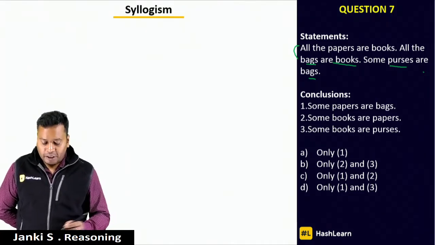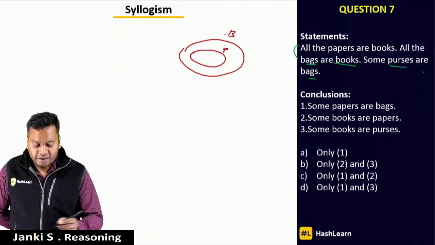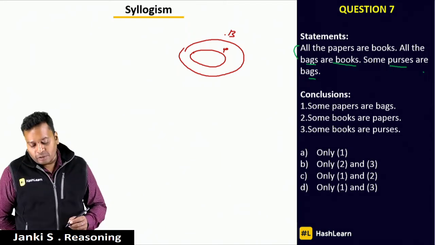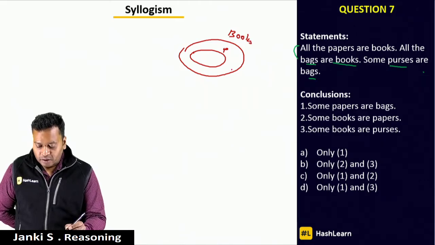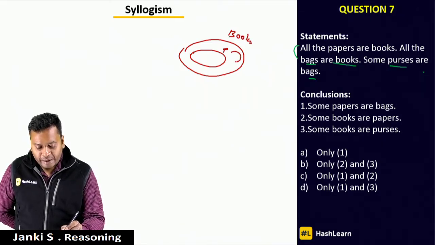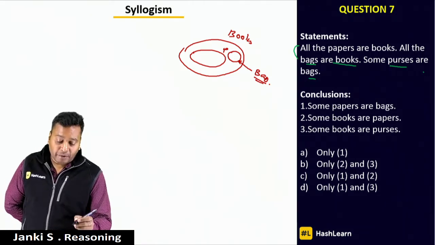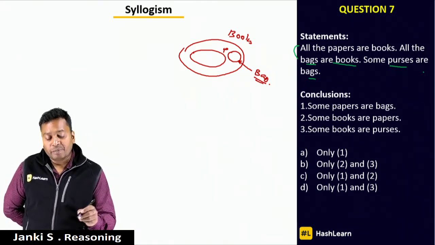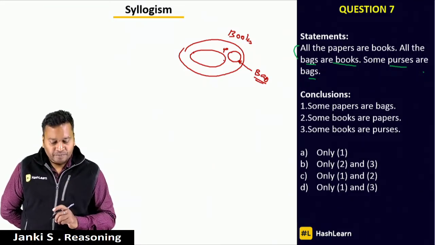So all papers are books. पहले ऑल को प्रिपेयर करते हैं. All papers are books, right? So I have a paper format and I have a book format, right? All the bags are books. All the bags, so this is books here, right? All the bags, so I'll write bag here, right? So I'll keep this one as bag, right? So I'll keep it apart because ये apart भी हो सकता है and it can be inside paper, right? That means there is no conclusion between them, right?